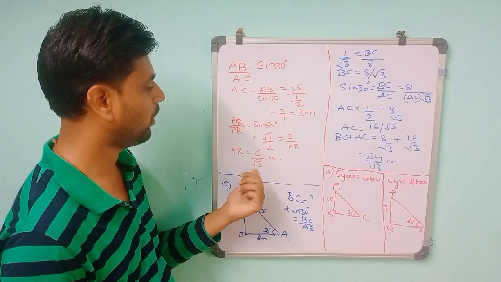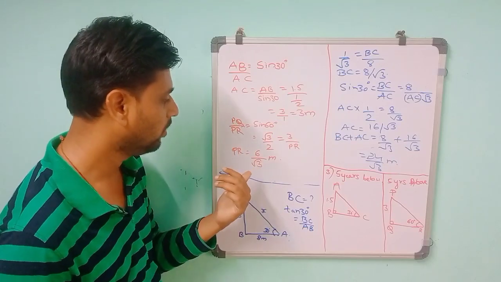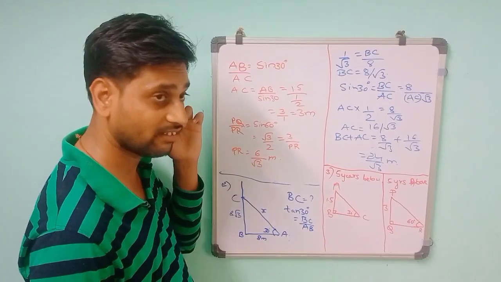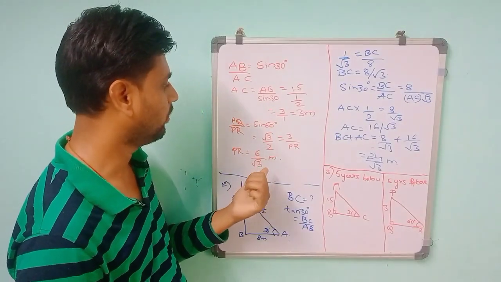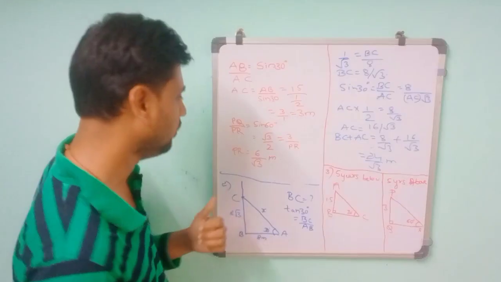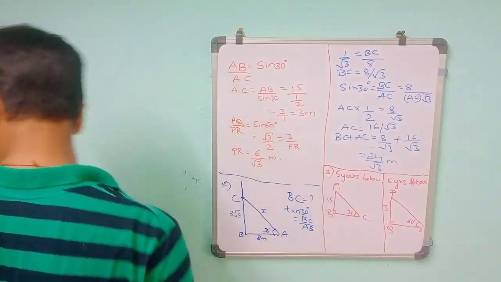If they give you the value of root 3 as 1.73, like in the previous problems given in the example problems, then you can further divide. If not, keep it as it is. That is also the same answer.